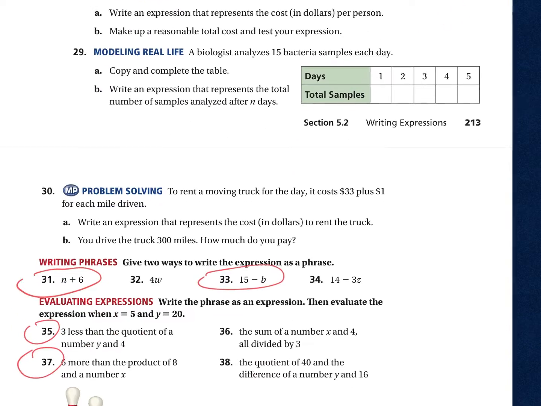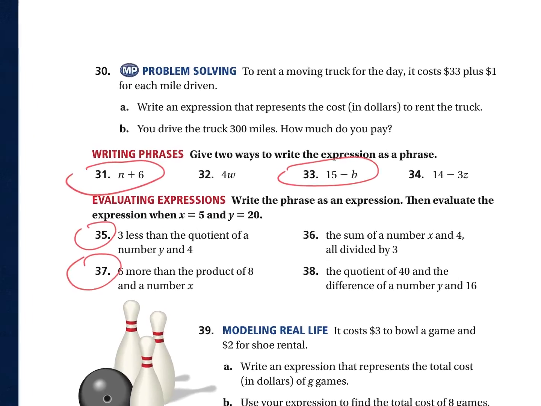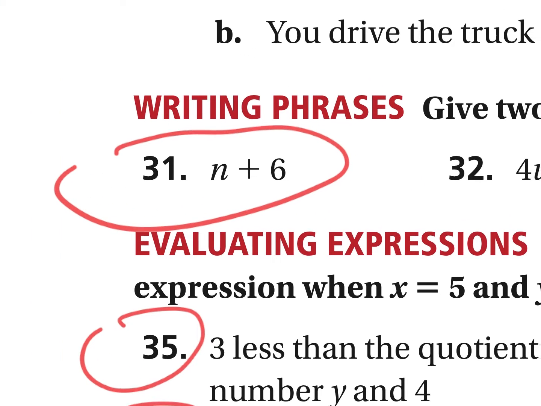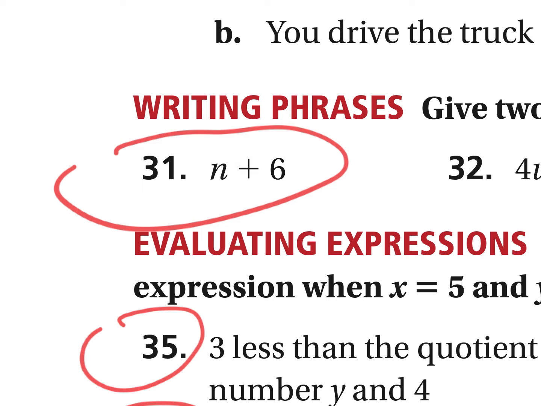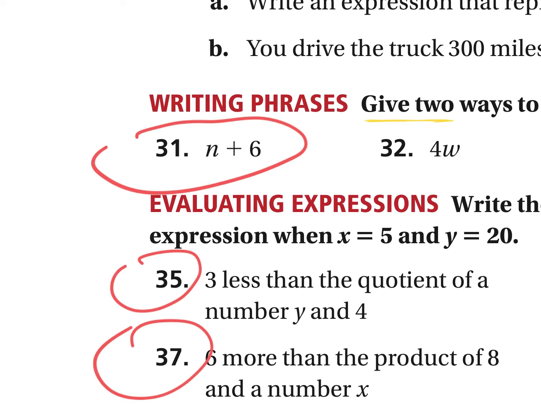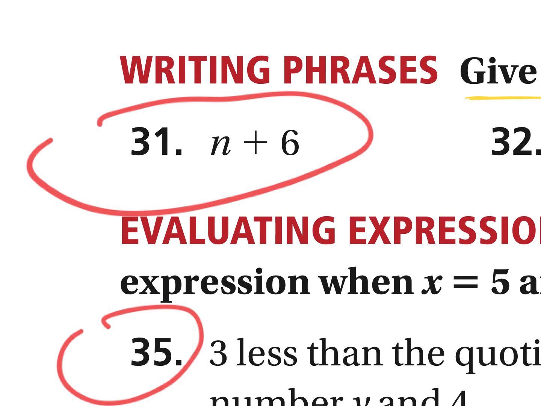All right, and then I guess we can look at 31 here. So they're just going to ask you 2 ways. It says give 2 ways of writing these expressions as phrases. And so you have some options here. Right away, I look at n plus 6. That could be a phrase. Or I could say 6 added to n.